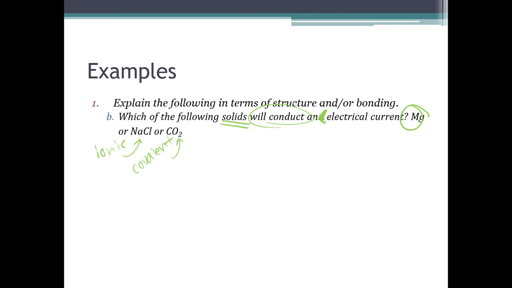So magnesium will be able to conduct an electric current because it is a metal. Do a little more shorthand here. And since it's a metal, it has that mobile sea of electrons that allows it to conduct.